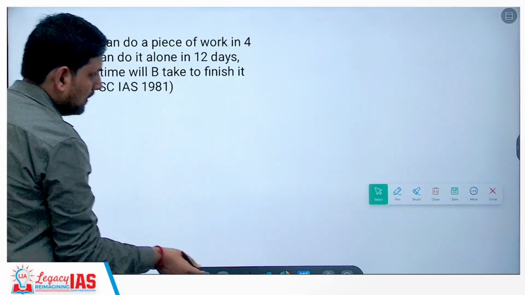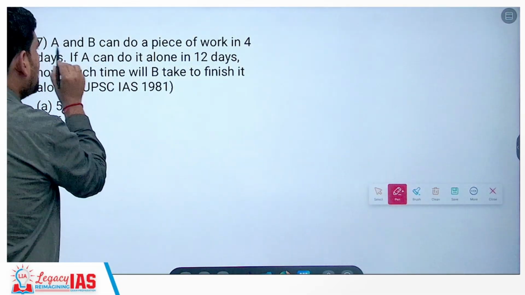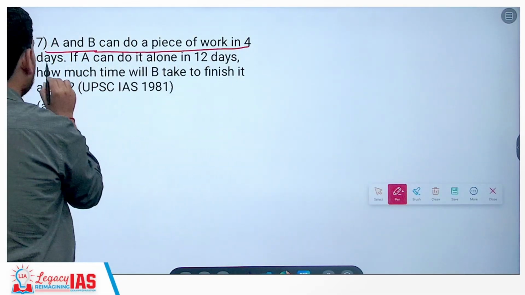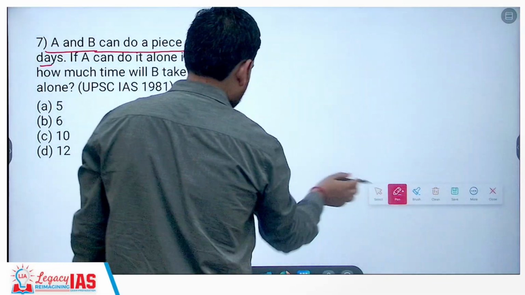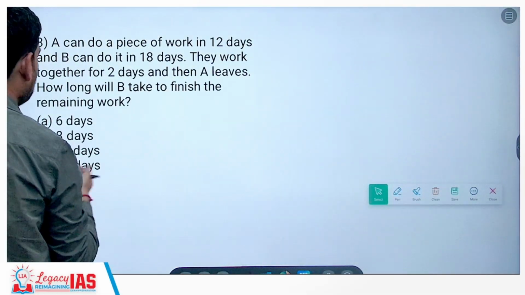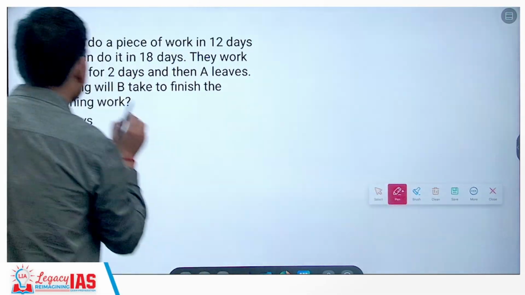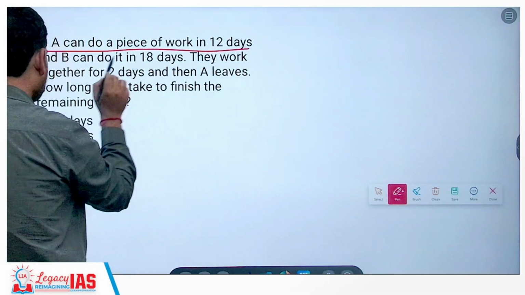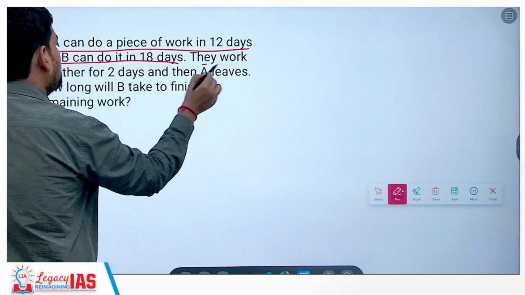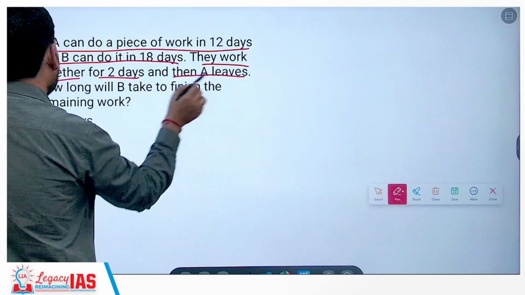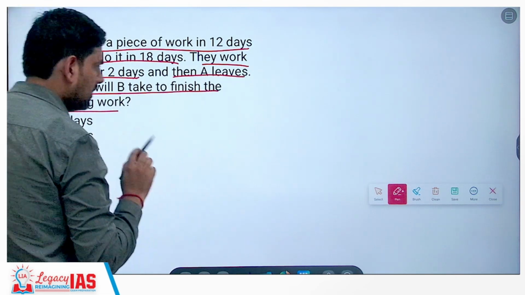A can do a piece of work in 12 days and B can do it in 18 days. They work together for 2 days, then A leaves. How long will B take to finish the remaining work?